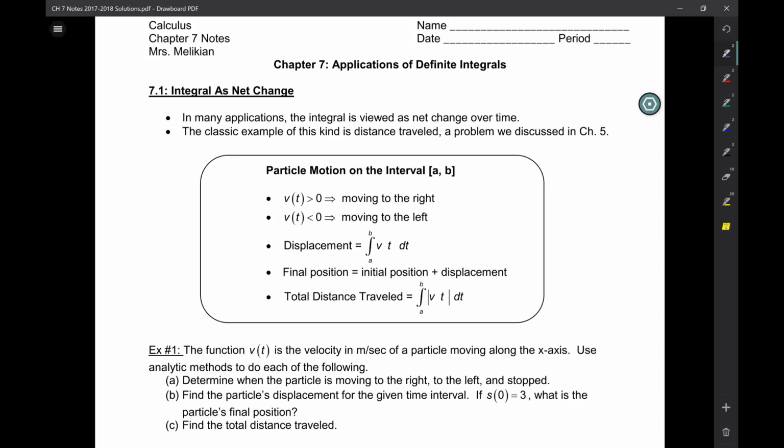Often when we talk about the integral, it is net change over time, okay? So something changed from, let's say, the velocity went from 4 to 10. It changed by 6, so that's net change, all right? That's what we talk about when we talk about net change, right? So a classic example is when we talk about distance traveled, like we talked about a little bit in chapter 5.